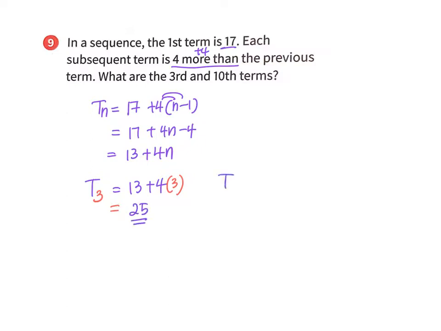Term 10. So that gives me 13 plus 4 times 10. And that is 40 plus 13 to give me the number 53. Have you gotten the answer?